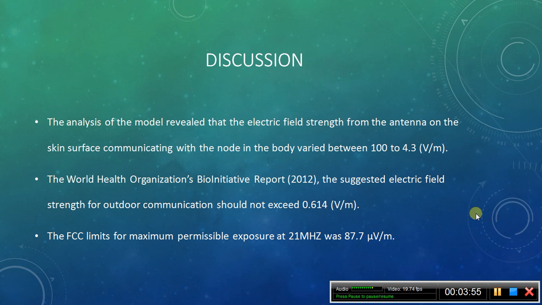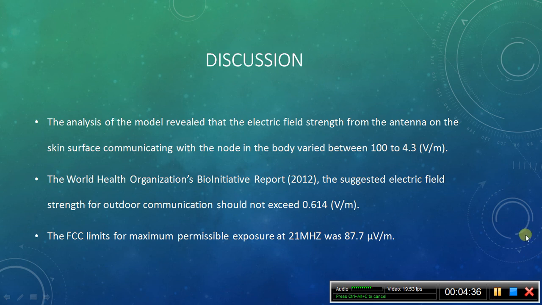From the simulation, the electric field strength was found to vary from 100 to approximately 4.3 volts per meter. The World Health Organization Bioinitiative report suggested that the electric field strength for outdoor communication should not exceed 0.614 volts per meter, and also the FCC limit for maximum permissible exposure at 21 MHz was 87.7 microvolts per meter.